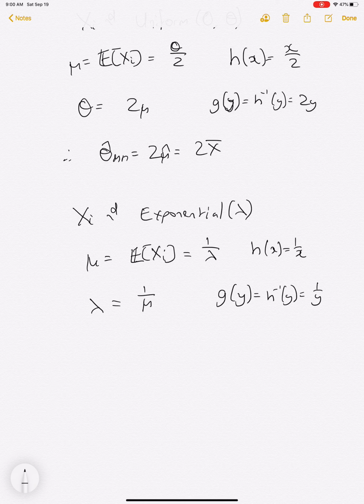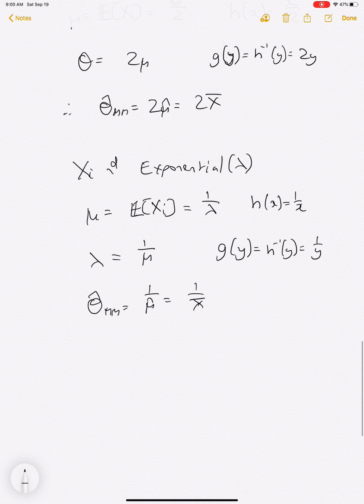So the key piece of math that you need to be able to do to use this procedure is to be able to invert expressions. So first, be able to calculate expectations, which you hopefully are able to do from 309, and then to be able to invert expressions. Those are really the two key kinds of mathematics, calculus, that you need to be able to do here. And so then clearly we have that theta hat method of moments is just 1 over mu hat, which is just 1 over x bar. Okay, so that was just going over what we did in the previous lecture.